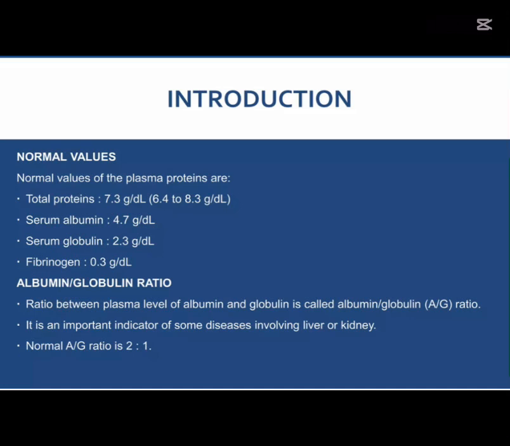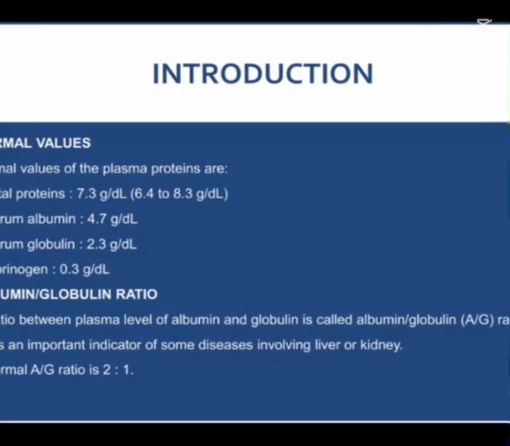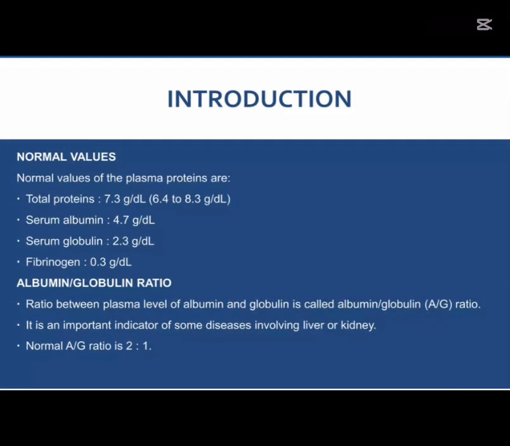So the last one is what? Fibrinogen. Fibrinogen is very small, 0.3 gram per dl. When you add the serum albumin, serum globulin and fibrinogen, they make up 7.3 gram per dl. So that makes up the total. The albumin to globulin ratio is 2:1, which means albumin is 2 times globulin.